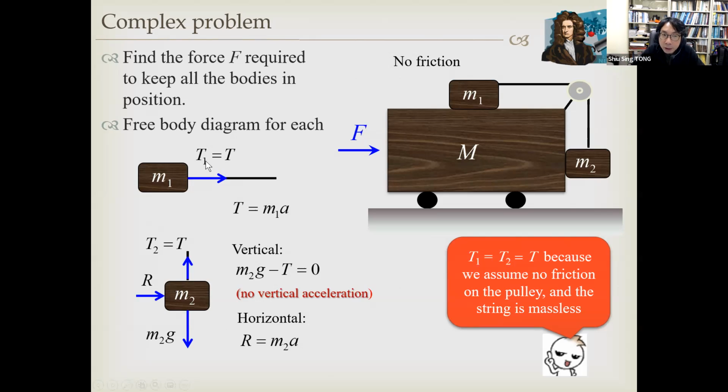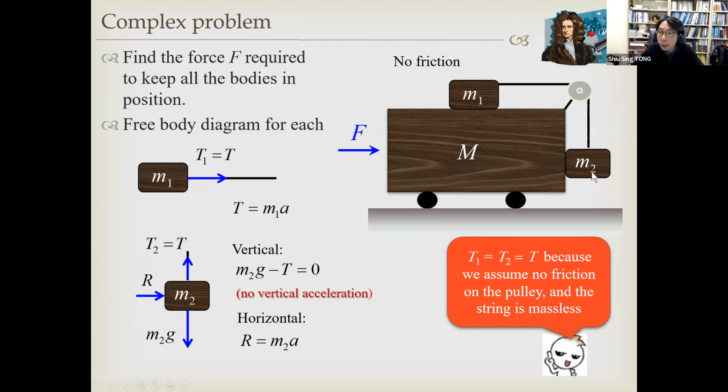Now the tension force T1 is producing acceleration on M1. So T1 is equal to M1A. Okay. So it is an acceleration forward, the common acceleration of the bodies.